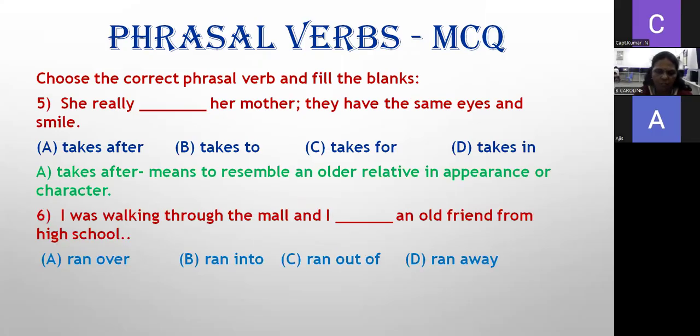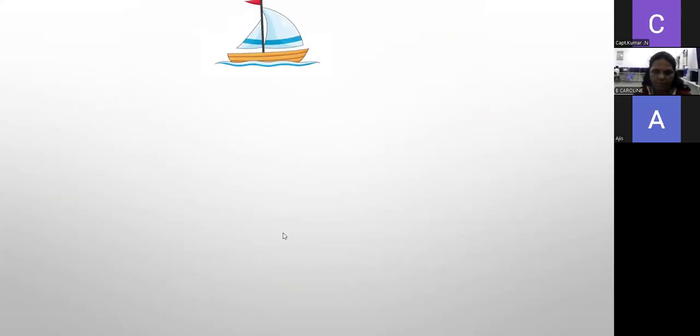I was walking through the mall and I ran into an old friend from high school. So, which one is the correct answer? Do you know? That is to meet by chance. Ran into, yes, that's the correct answer. Ran into an old friend. Okay.